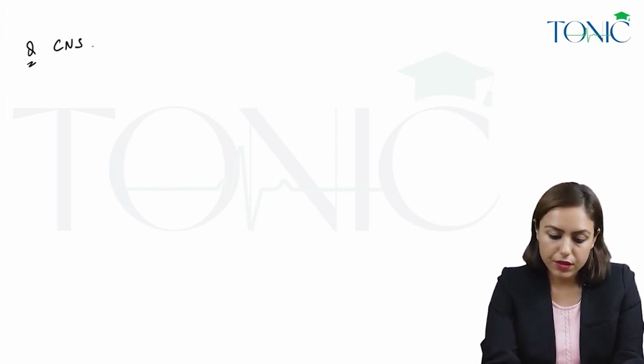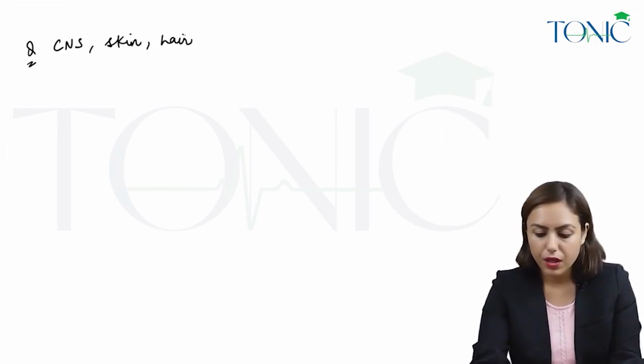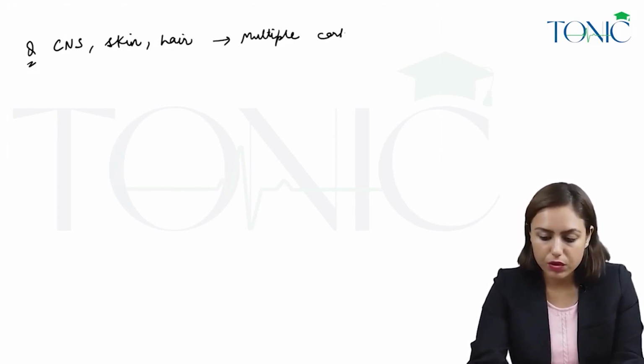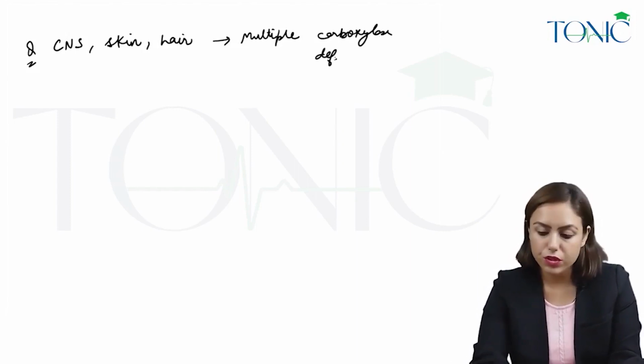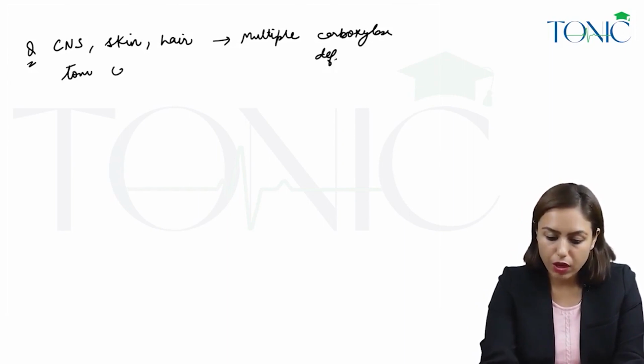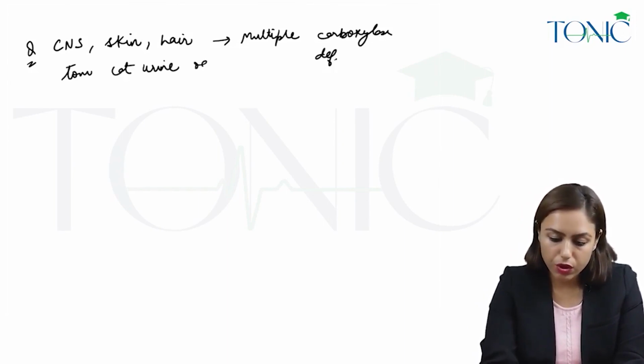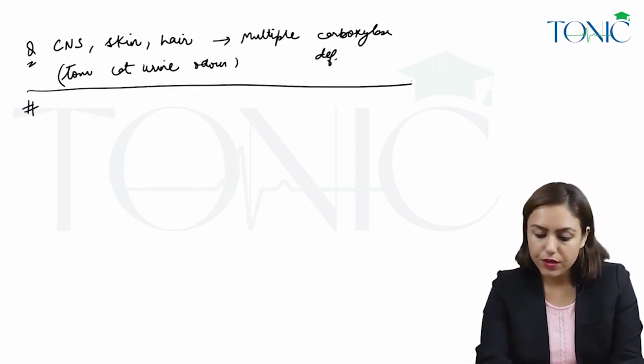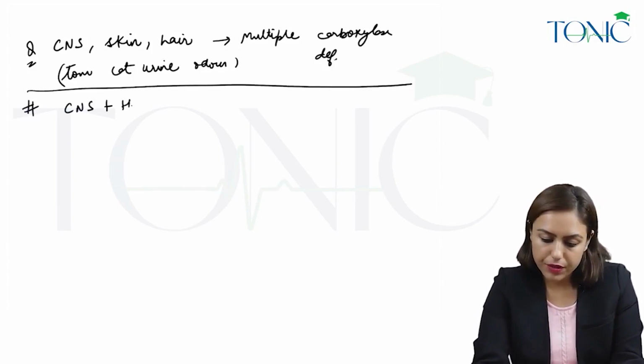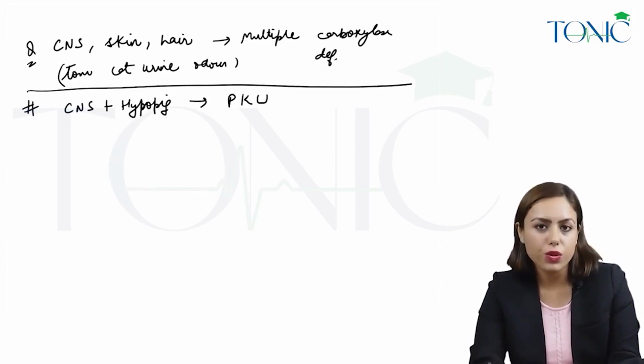Where CNS is affected, skin affected, hair affected, then it is a case of multiple carboxylase deficiency. Multiple carboxylase deficiency. Here, patients also have tomcat urine odor. Tomcat urine odor, right? Then, if in a disease CNS affected plus hypopigmentation is given, then most probably it is a case of phenylketonuria, right?